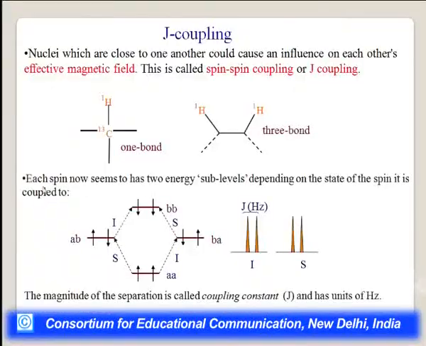Nuclei which are close to one another could influence each other's effective magnetic field. This is called spin-spin coupling or J coupling. Each spin now has two energy sublevels depending on the state of the spin, and it is coupled to, you can see, the A and B protons, and this kind of coupling takes place. And the magnitude of separation is called the coupling constant and has units of hertz.